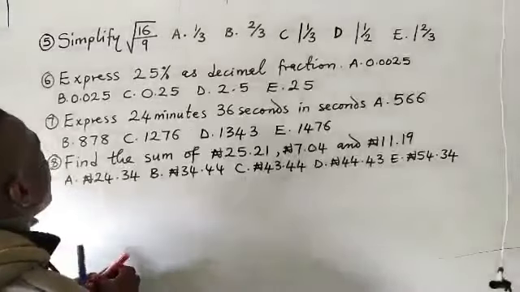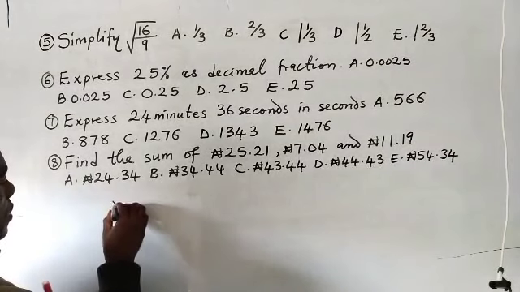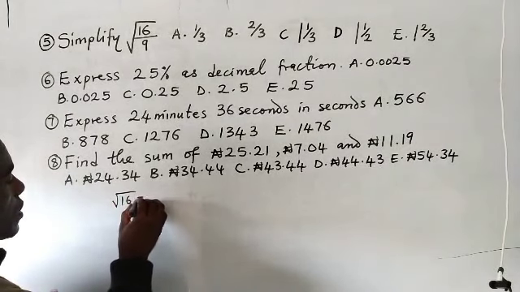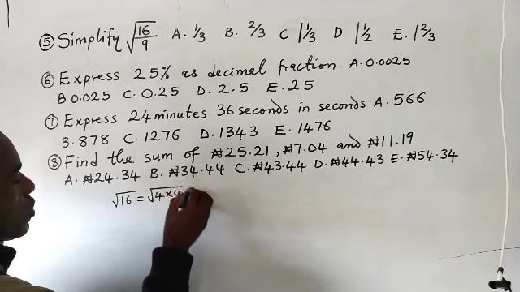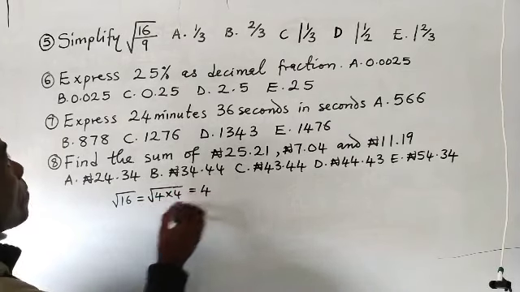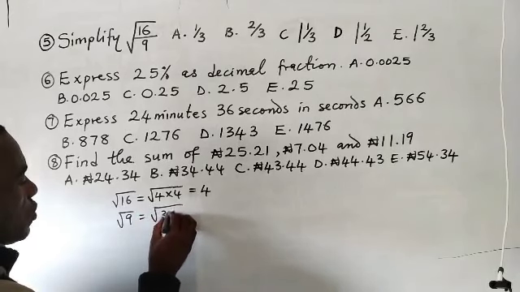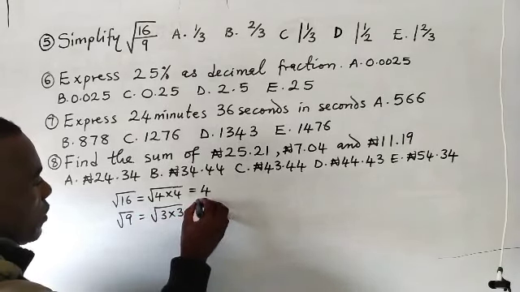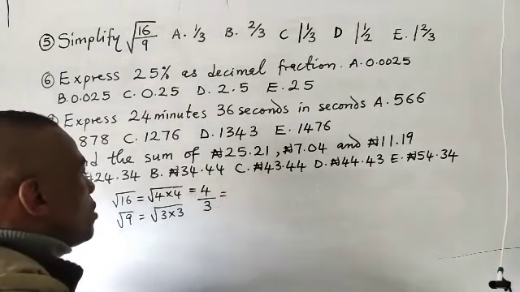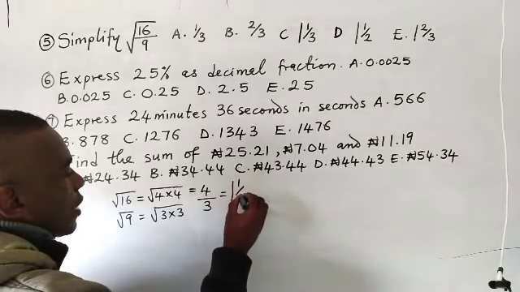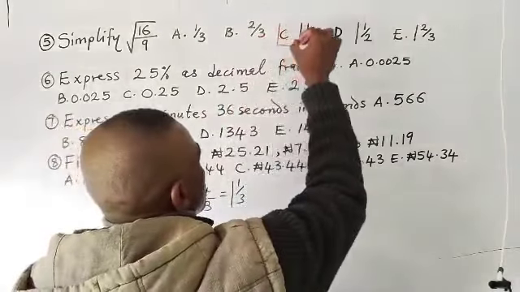Number 5, we have the square root of 16 over the square root of 9. Square root of 16 is 4. That is the number that will multiply itself 2 times that will give us 16. Square root of 9 is 3. A number that will multiply itself 2 times that will give us 9 is 3. So what we have here now is 4 over 3. And when you change it to a mixed fraction, it will be 1 whole number 1 over 3. So the answer to question number 5 is in option C.